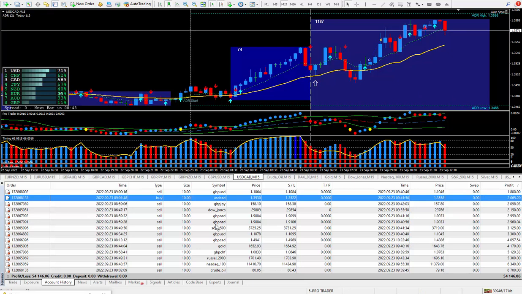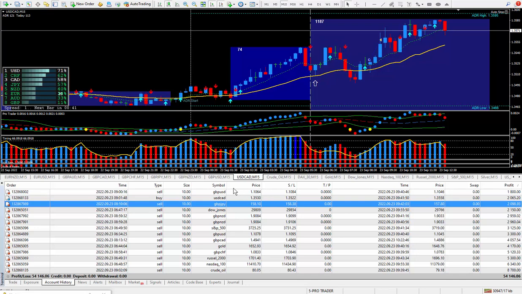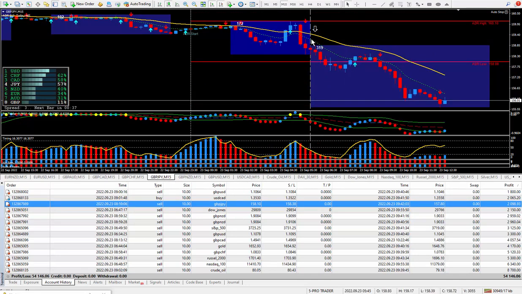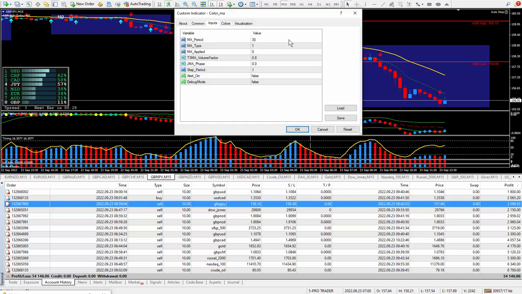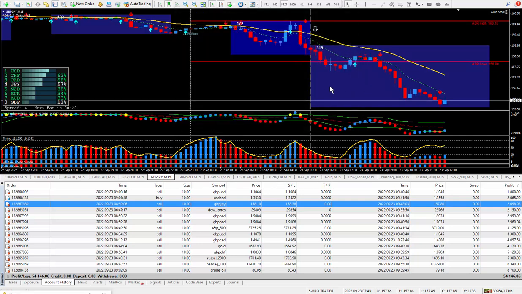It's the pound yen. Here we go. All the rest was selling. Remember, if the 10 moving average, this is it right here, the 10 is below the color MA. This one happens to be at 30, could be 40, could be 50. But when I built this system, I made it at 30. The 50 would be a little bit higher up, and this would be a little bit higher up. But the 10 would remain the same.